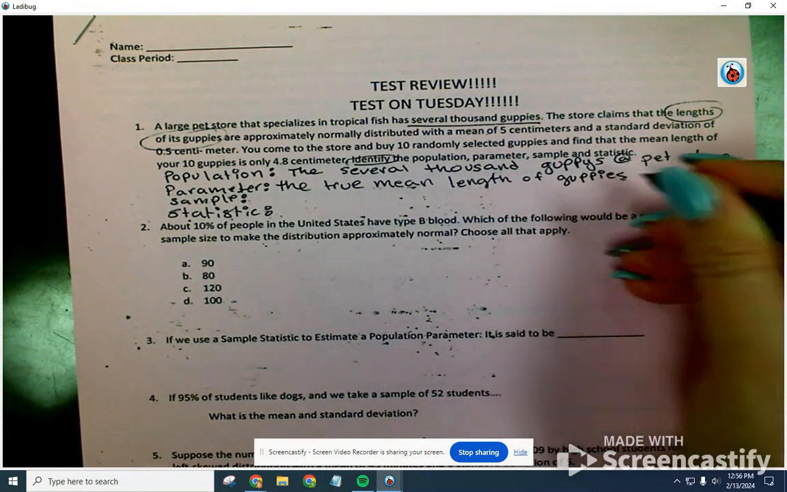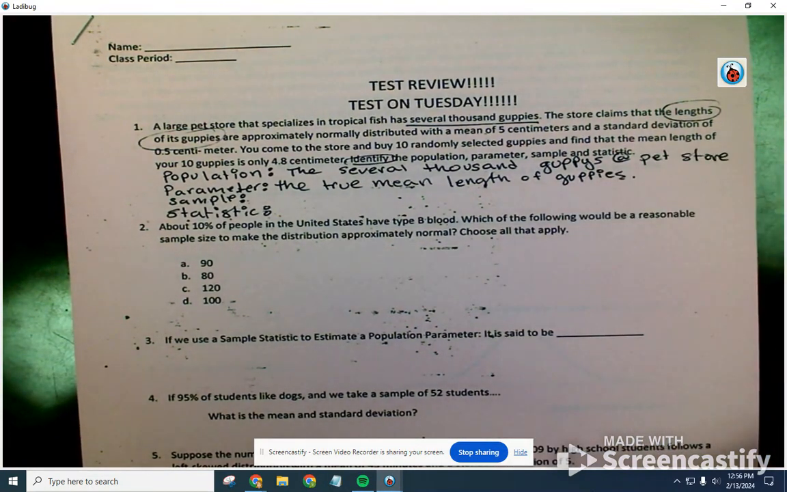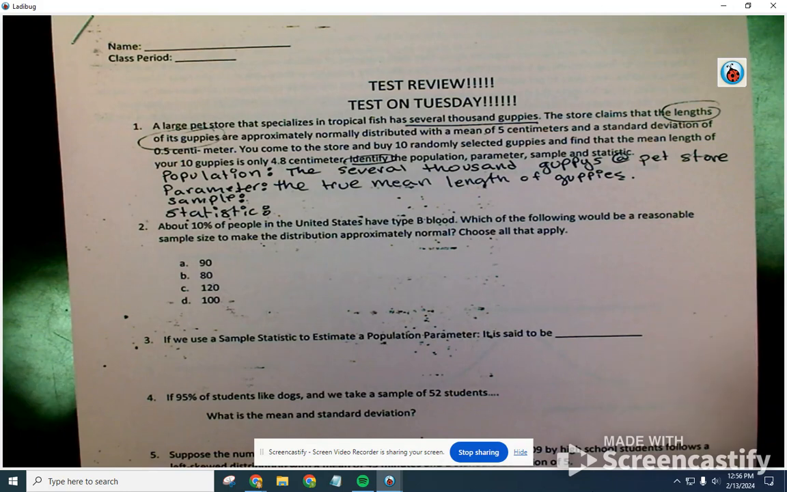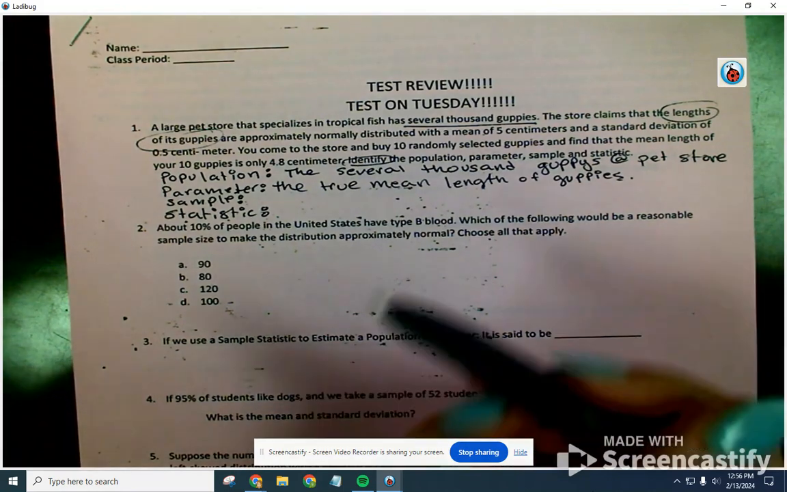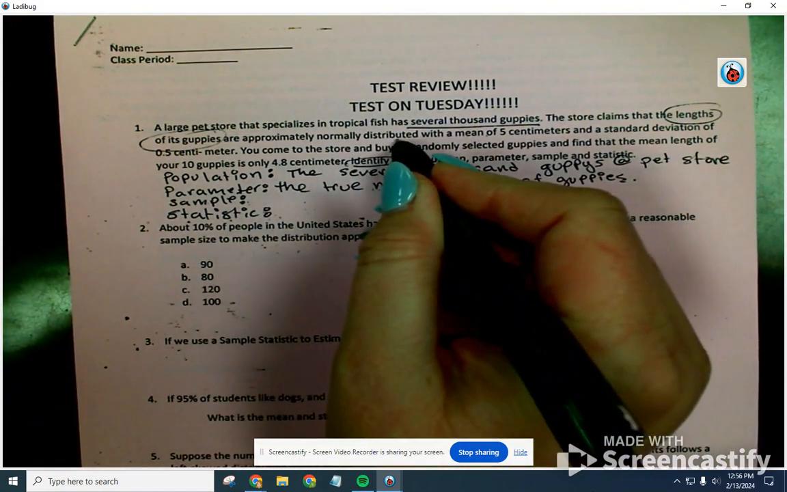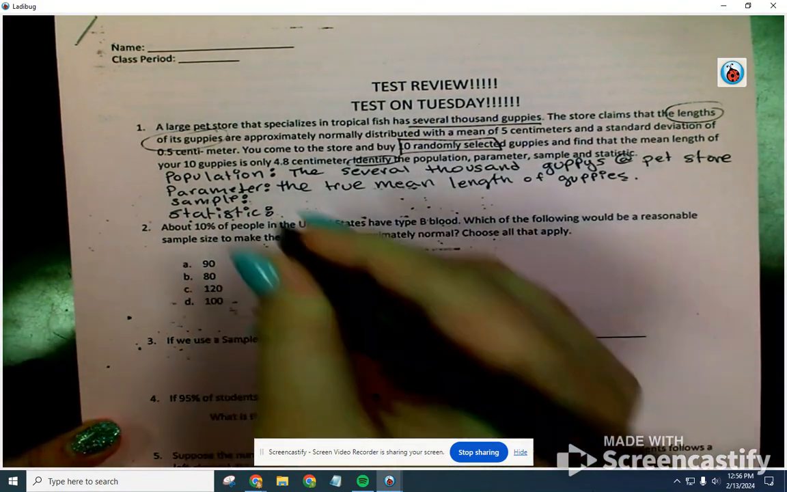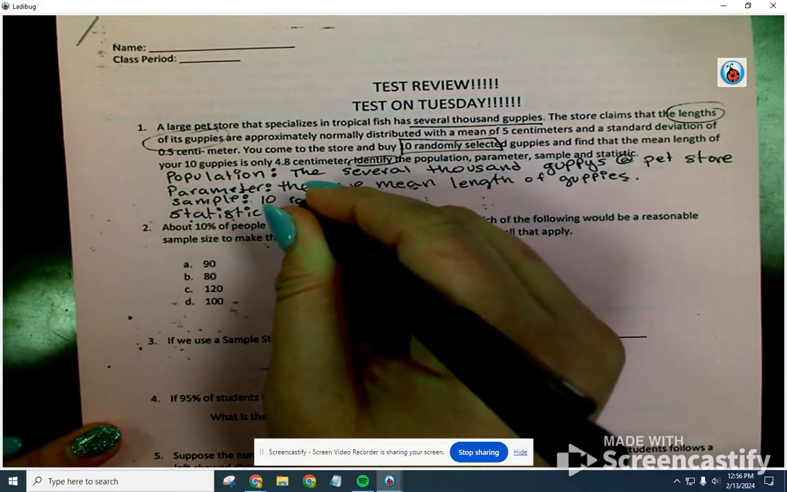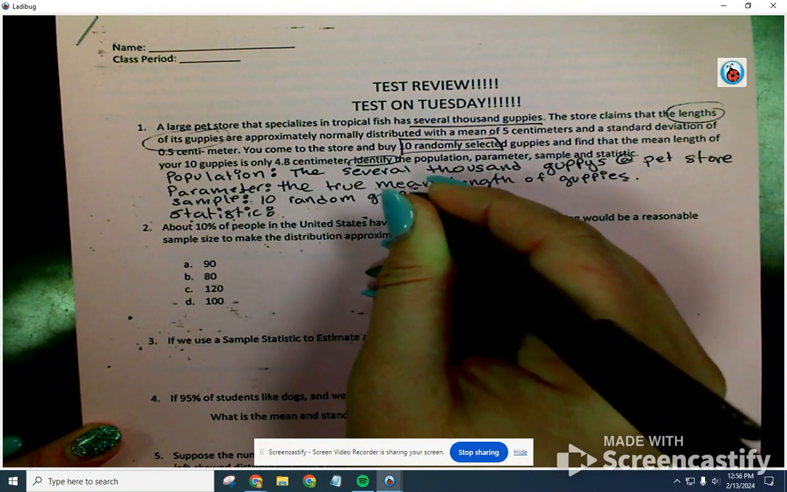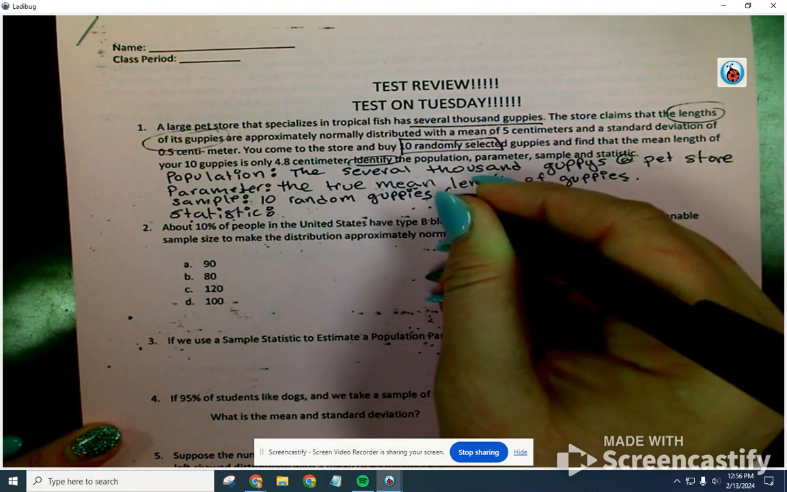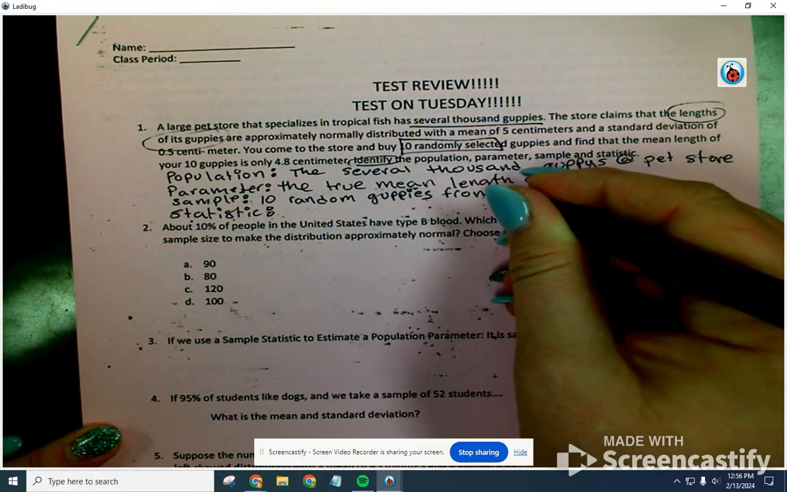Okay. And let's move on to sample. So sample is, who did they ask? What did they collect? Where are they getting their sampling distribution? What are they specifically looking at? And they are specifically looking at 10 randomly selected guppies. So 10 random guppies from the store.